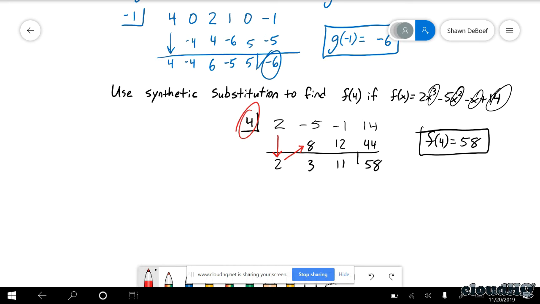Then you add those together, -5 and 8 make 3. And then you just repeat that process. So that 3 gets multiplied by the number in the box. 3 times 4 gives us the 12. -1 and 12 makes 11. So then you multiply that by the number in the box, the 4, giving you 44. Add that with the 14 and you've got your answer.